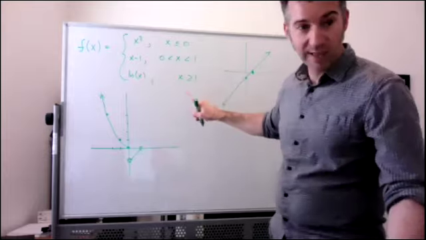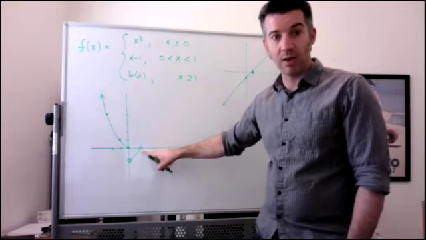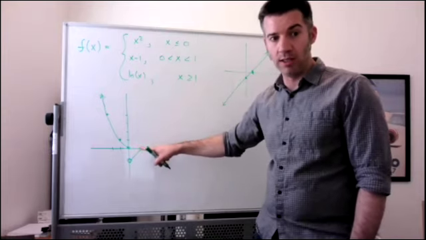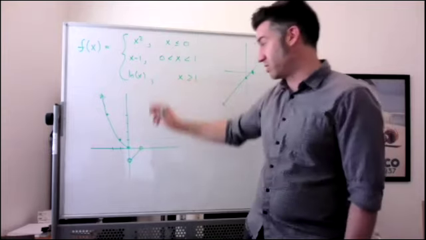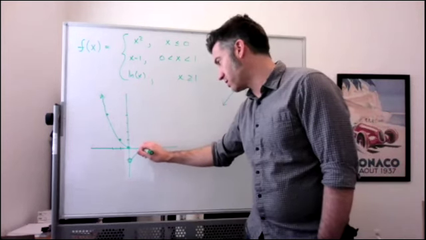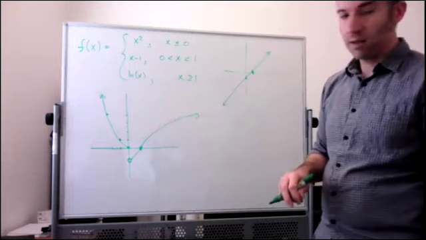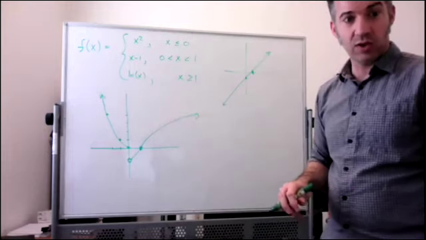So what that does for us is it actually lets us fill in this hole here, right? We had an open hole at (1, 0), but now when x is 1, we actually do get 0. So we fill that in. And then we draw the rest of the logarithm that looks like this. So that's what our piecewise function looks like.